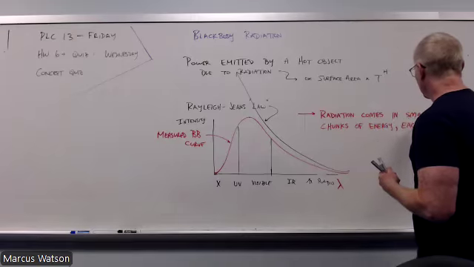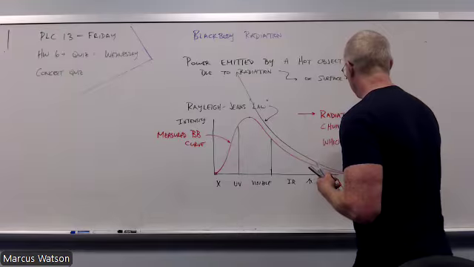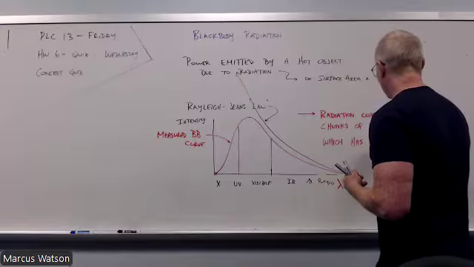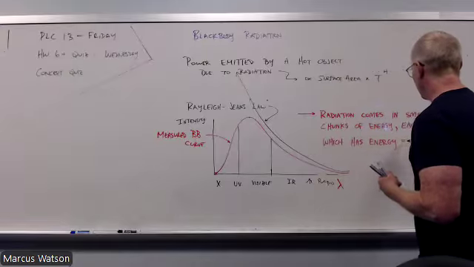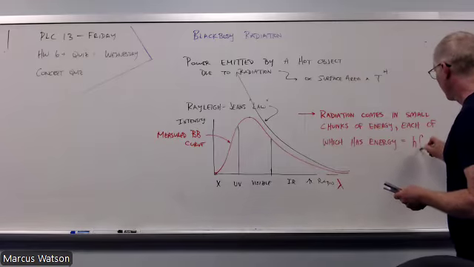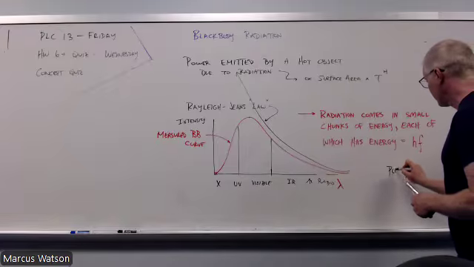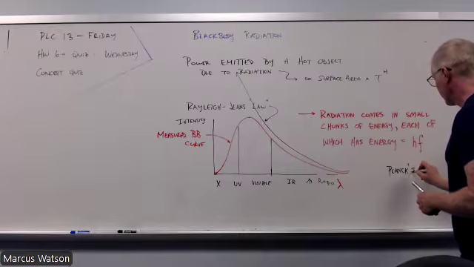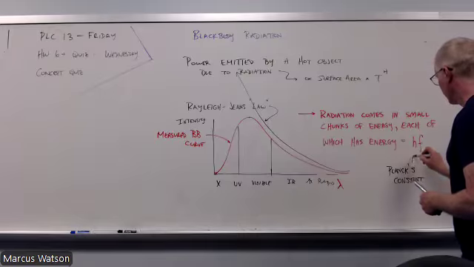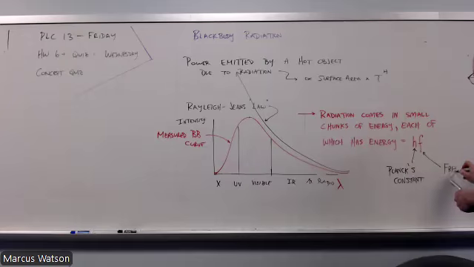And each of these chunks, he says, has an energy which is equal to some constant multiplied by the frequency. That constant is now known as Planck's constant. And F is the frequency.